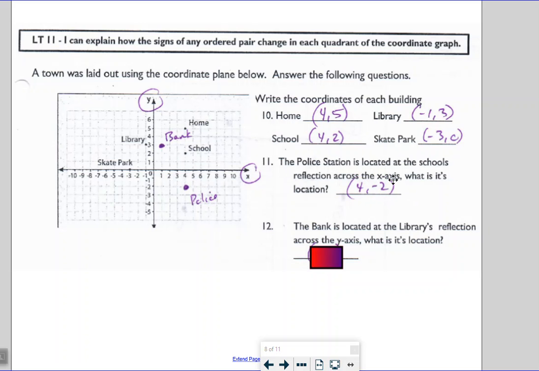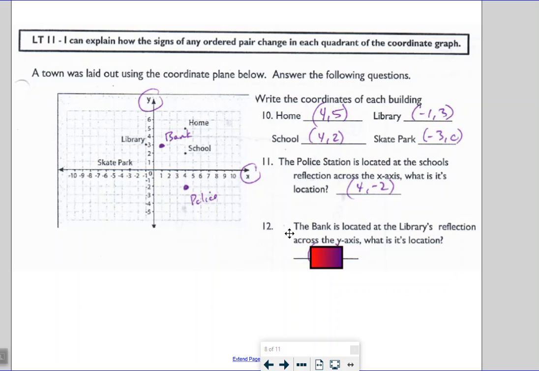Remember, when you're reflecting across the x-axis, you're moving up or down because you want to go across the x-axis. We don't want to go the other way. We don't want to go the same direction as the x-axis. We want to actually go across the x-axis. So we went from quadrant 1 to quadrant 4.